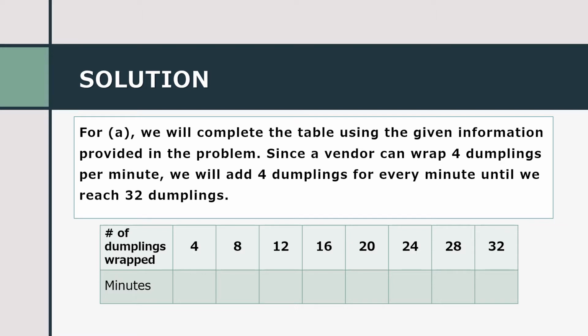Since per minute there are 4 dumplings, in 4 dumplings there is 1 minute. Now for 8 dumplings, therefore there are 2 minutes. For 12 dumplings, 3 minutes. 16 dumplings, 4 minutes; 20, 5 minutes; 24, 6 minutes. 28 dumplings, 7 minutes. Then for 32 dumplings, there are 8 minutes.